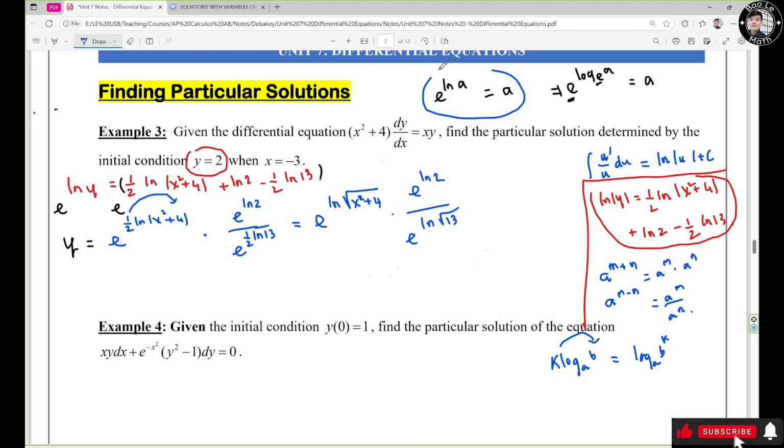Now, I'm going to apply this formula right here. It's going to be a, right? A in this expression is this guy right here. So this turns out to be y equals square root of s squared plus 4, times, same thing, it's going to be 2. So I put 2 right here, then I divide by square root of 13. This one is the final answer.